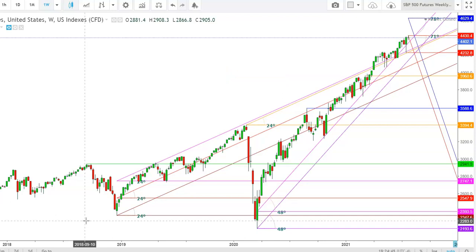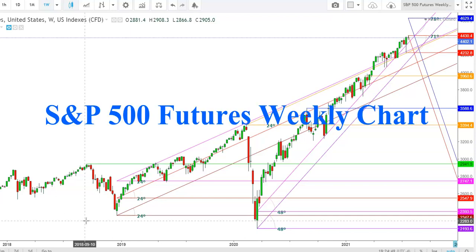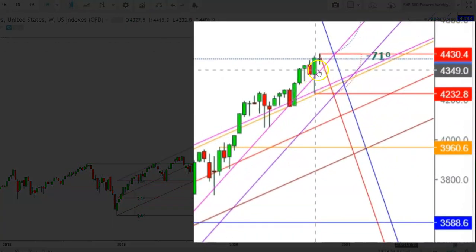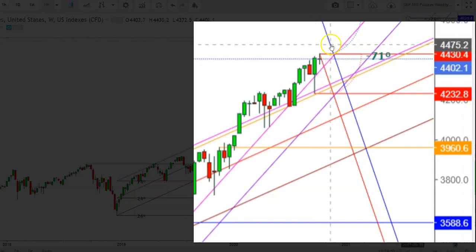So let us start the day to analyze the movements of S&P 500 futures in different time frames. So friends, here you can see a weekly chart of S&P 500 futures. Here you can see how the S&P 500 futures traded in a very narrow range during the last week, which resulted in this shooting star.